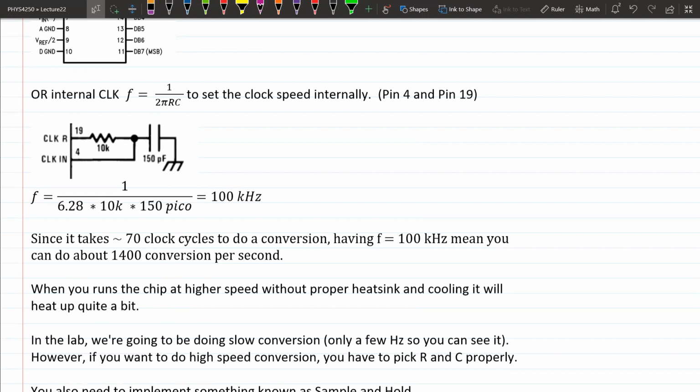If you put a 10K ohm resistor here, right, connecting these 2 lines together, and then taking that line to ground through a 150 picofarad capacitor, you can calculate the clock frequency by just taking 1 over 2 pi RC, right? Remember that omega is 1 over RC, and then F is just going to be omega over 2 pi. So this is actually 2 pi RC. Okay. You plug those numbers in, 10K, 100 pico, you get 100 kilohertz, okay? And that's how you can set the clock on your ADC chip as you like, okay?